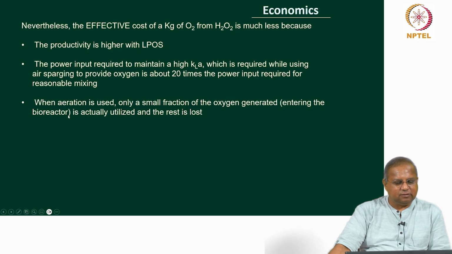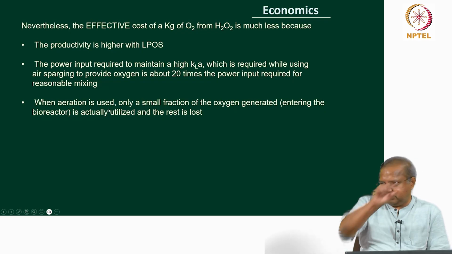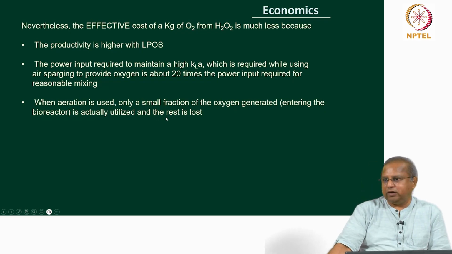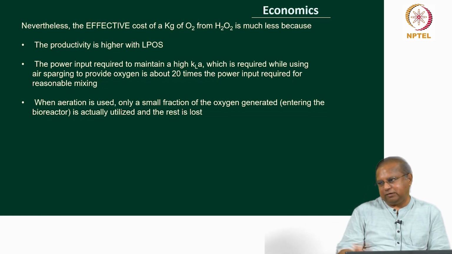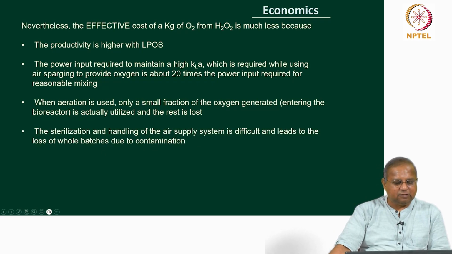So, when aeration is used, only a small fraction of oxygen that is entering the bioreactor through air gets actually utilized. Only 3% gets utilized, or rather 3% of the 21% gets utilized, 18% actually goes out. We have done the measurements. Okay. The rest is lost.